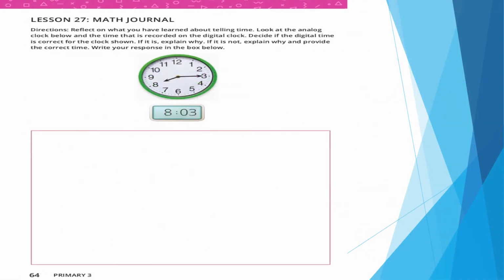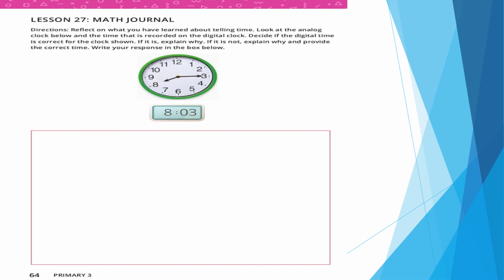Our math journal. Here we have a clock, and our colleague read this like 8:3. Is it right? Let's look together. We have the short hand pointing to 8. So we will write in hours 8. But the long hand is pointing to 3. We will write 3 in minutes? No, we will write what?